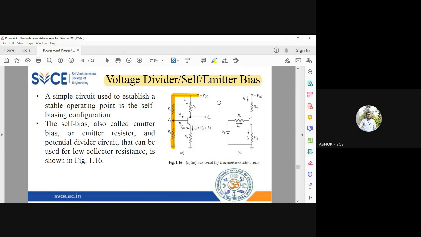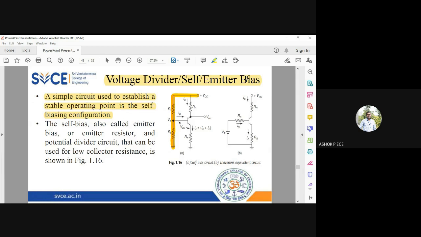This biasing circuit got its name because the combination of R1, R2, VCC forms a voltage divider circuit across the transistor. So it is called voltage divider bias. This circuit will establish a stable operating point that is guaranteed. That's why it is called self-bias. It will automatically fix the operating point in the correct position by itself when you properly design the values of R1, R2, RC and RE.